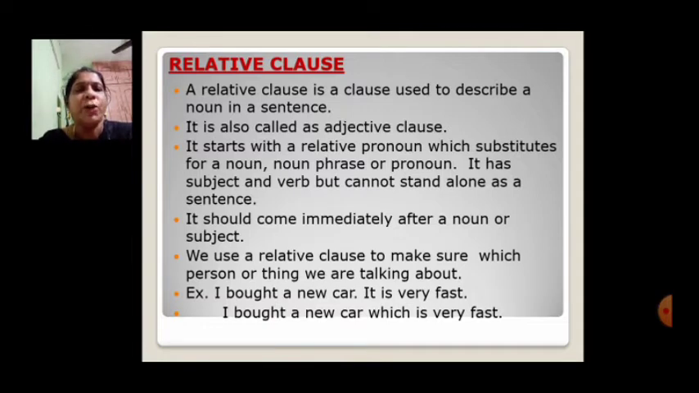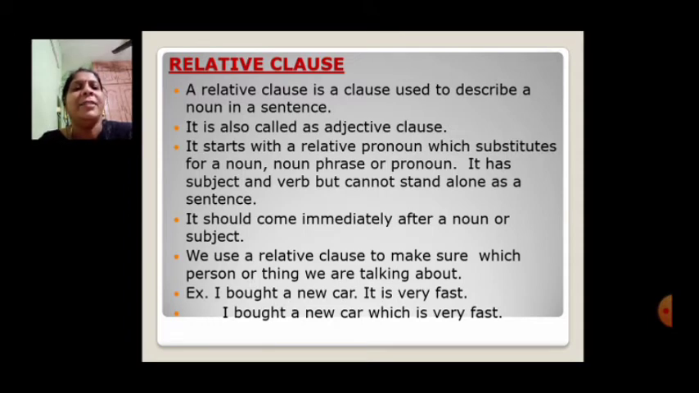I bought a new car. It is very fast. See, the subject here is car and "it" is used to talk about the car. Now instead of this "it," we are going to replace it with a relative pronoun. Just see, I bought a new car which is very fast. So "which is very fast" forms the relative clause.